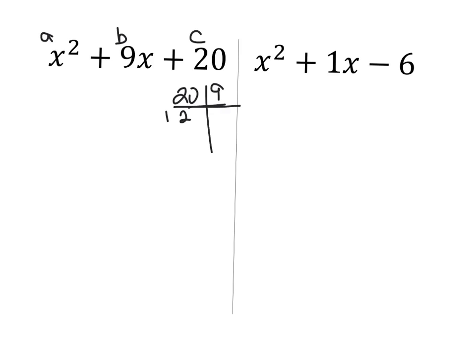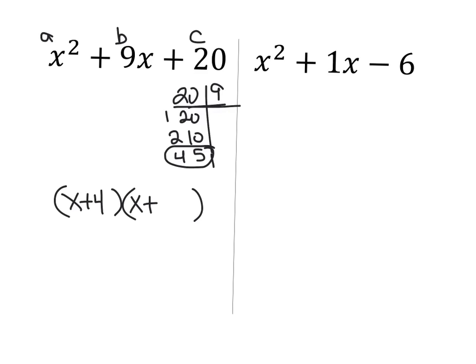We have 1 and 20, 2 and 10, 4 and 5. Which one of these pairs multiply to positive 20 but add to positive 9? My answers are 4 and 5, which means if I'm factoring this trinomial, I have x plus 4 and x plus 5.